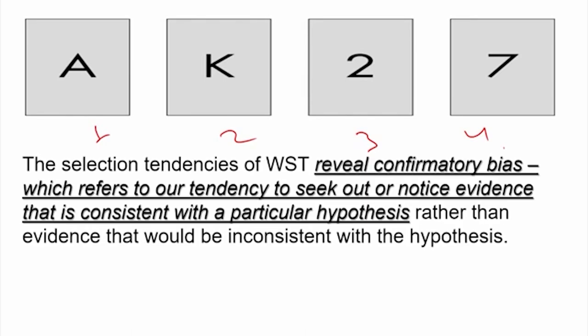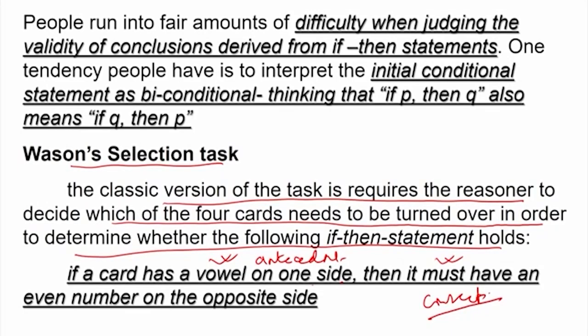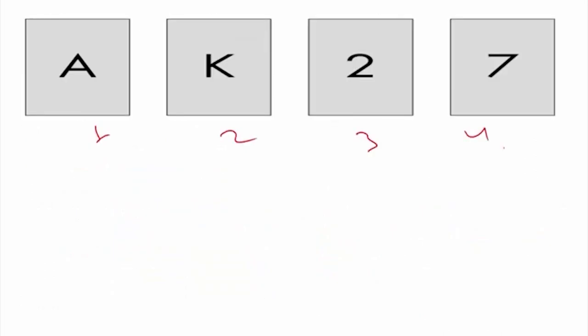These are the four cards which are there, 1, 2, 3, 4. Now, my question to you is, which two cards do I need to flip over and check to find out whether this statement holds or not? The statement is, if a card has a vowel on one side, then it must have an even number on the opposite side. If I want to check this rule, what should I do? What will you do to test this? The error here is that most people tend to flip the A card and the 2 card, and this is where the problem is.